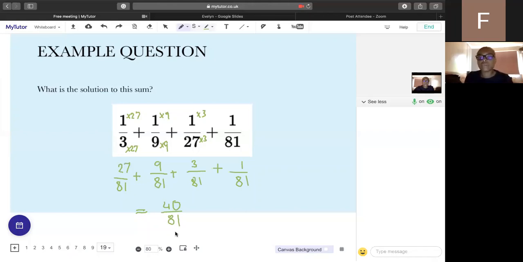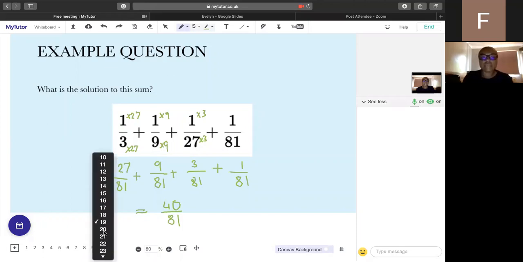Now 40 and 81 do not have common factors. 81 only really has 1, 3, 9, 27 and so on. 40 does not have any common factors with 81, so this would be our final simplified solution, 40 over 81. So hopefully adding and subtracting makes sense.